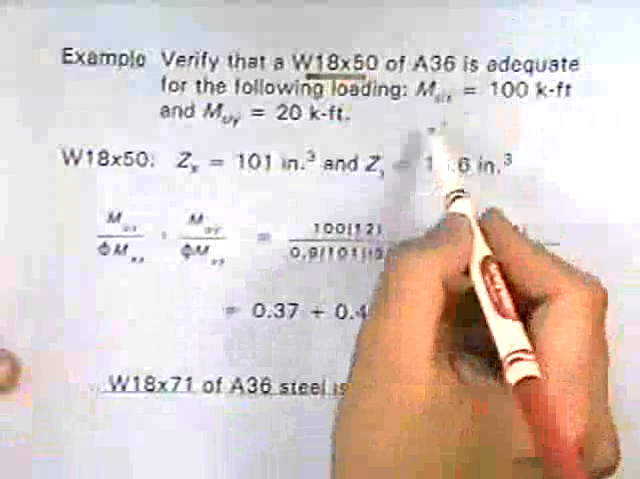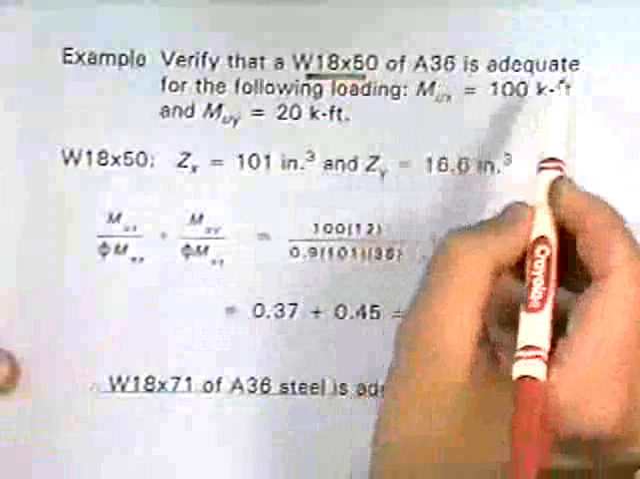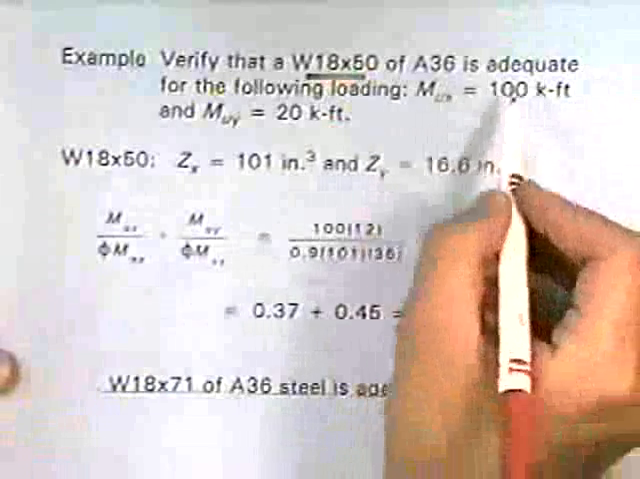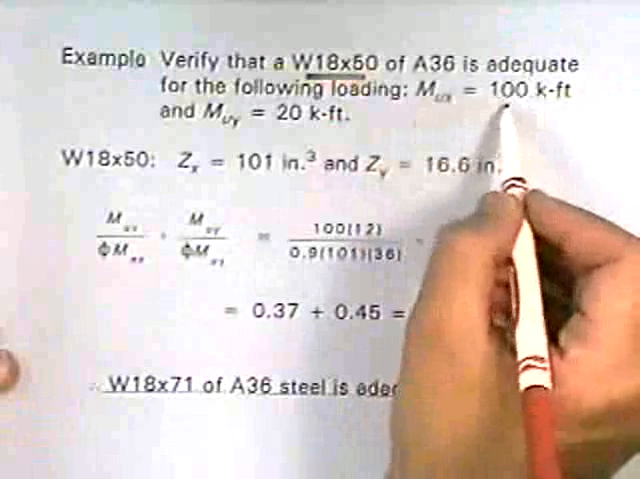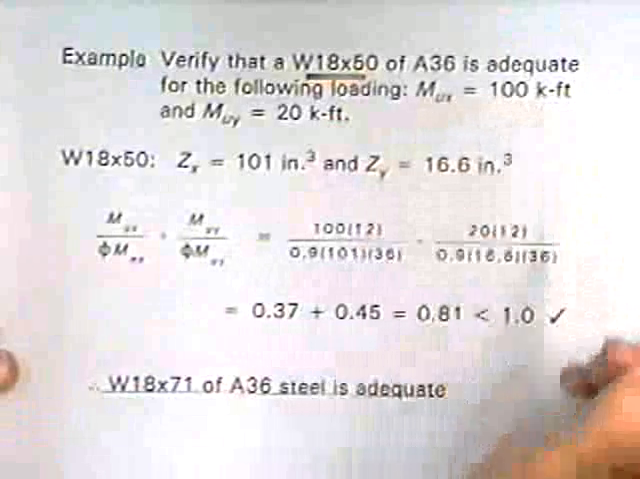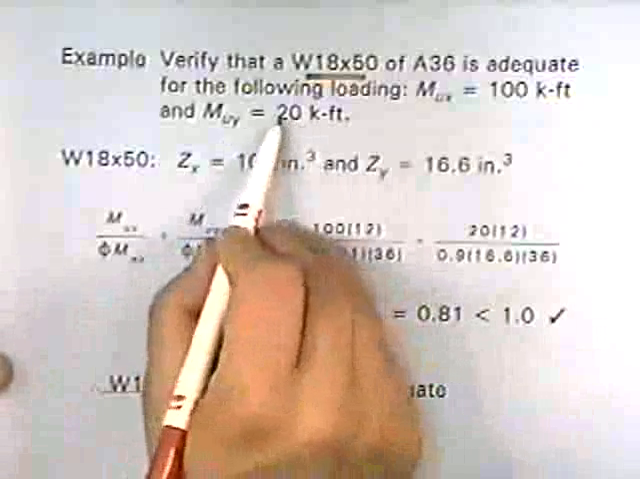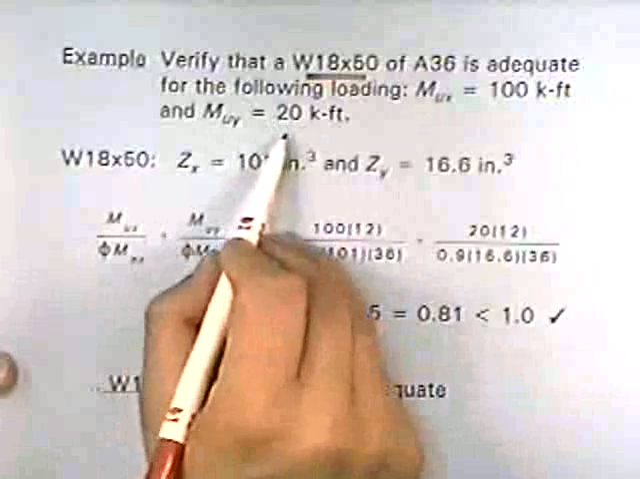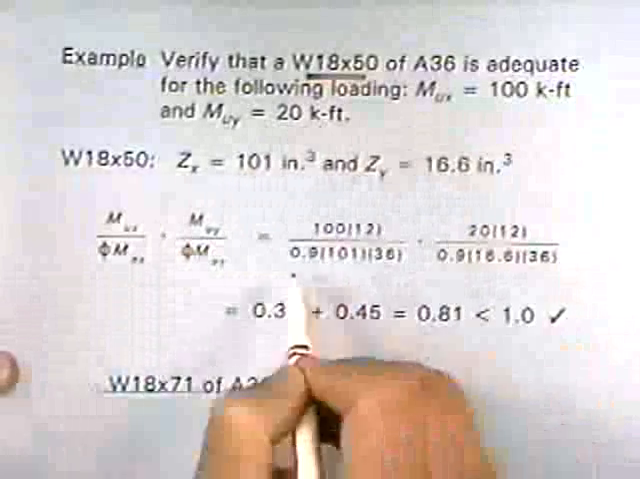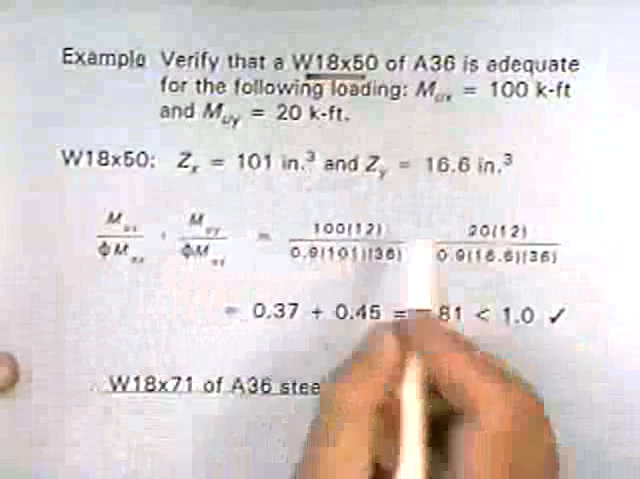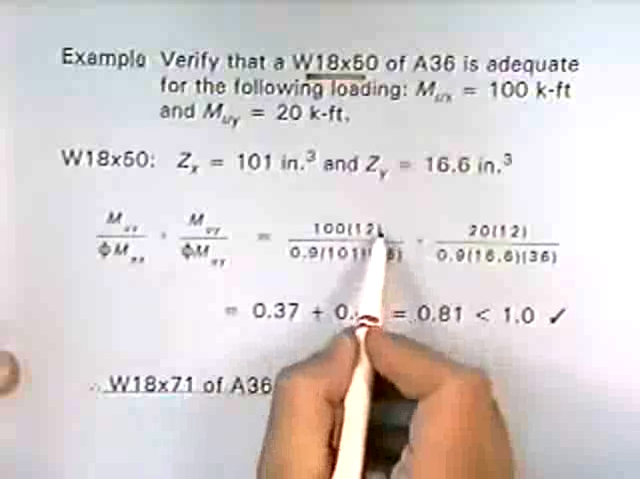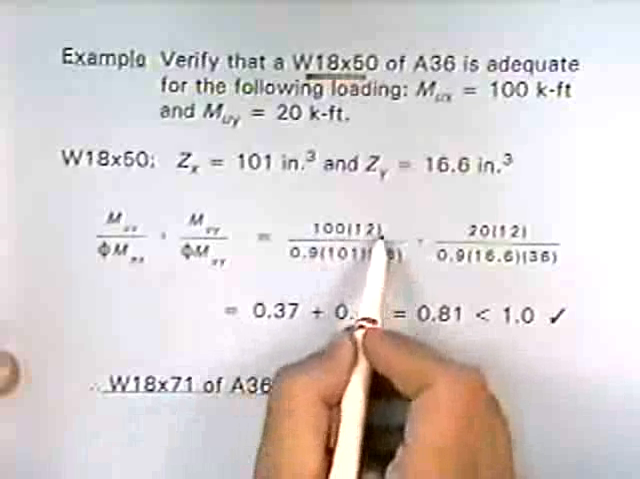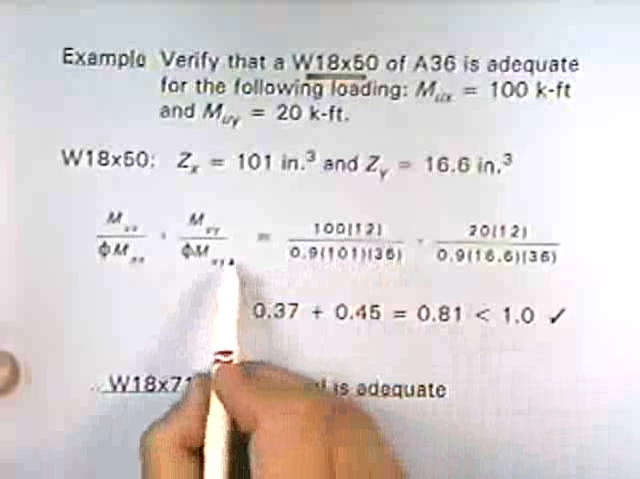Just doing a quick example, where we're saying I've got this W18 by 50, we use A36 steel, and given the loading, we've got a moment diagram for the x-axis that gives us a maximum value of 100 kip feet, and at the same location in the weak axis, we have 20 kip feet. So these are all given. To evaluate it, what we do again is take the loading and put it in the numerator. Here we're converting the moments into kip inches, so the units are consistent.